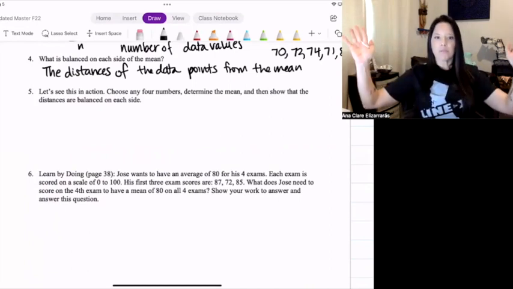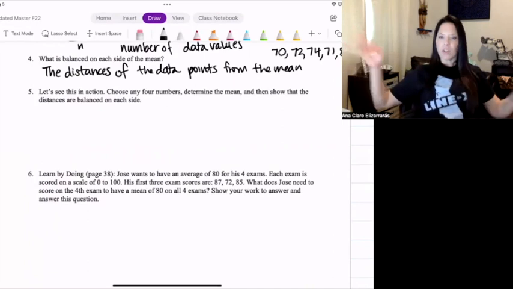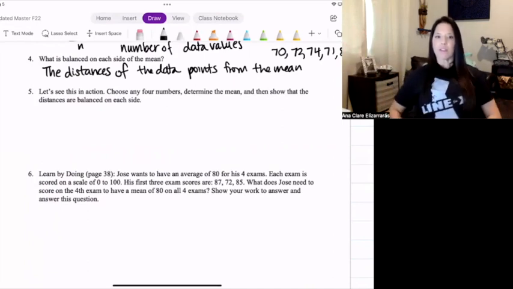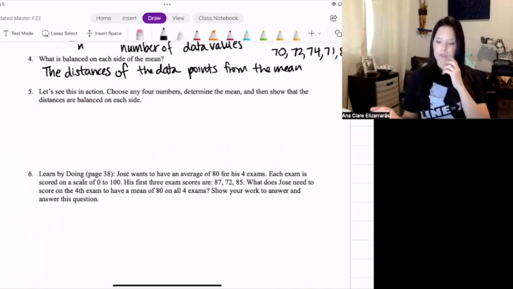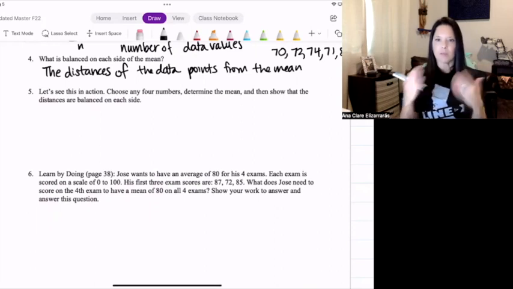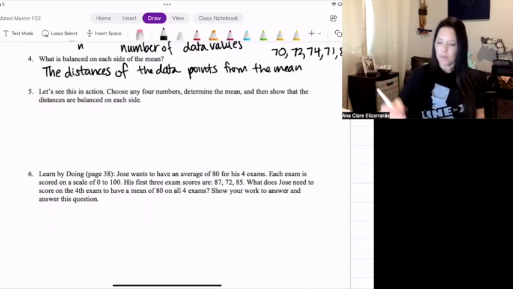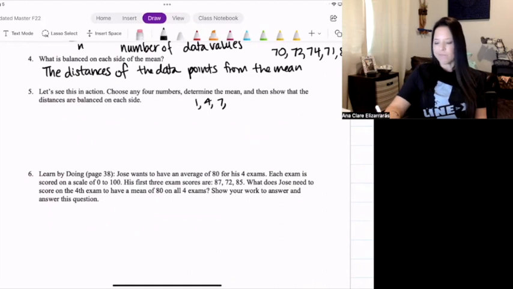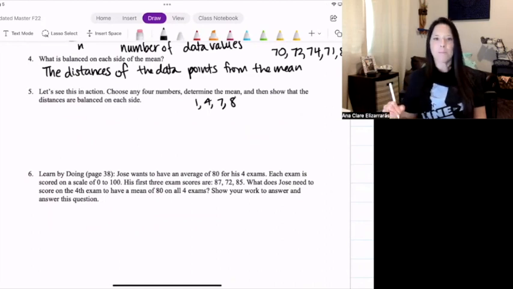Choose any 4 numbers, whatever you want. And we're going to figure out the mean, and then we're also going to find the distances, and we're going to make sure that it's balanced. I'm going to use single digit numbers just so I can do the math in my head, but you can choose any 4 numbers you want. I'm going to choose 1, 4, 7, and 8. Okay. First, determine the mean.